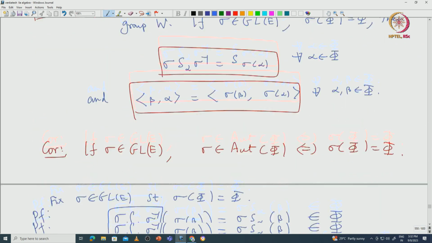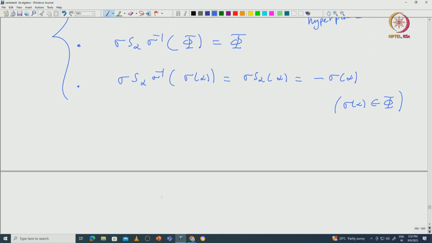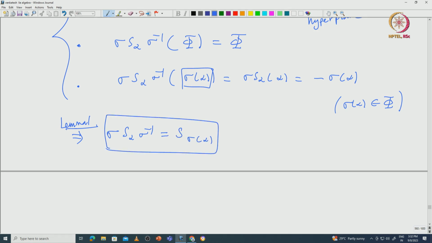In particular, we can conclude that sigma S alpha sigma inverse must be a reflection with respect to the vector sigma alpha. So, using lemma 1, we conclude that sigma S alpha sigma inverse is nothing but S of sigma of alpha. So, that is what we got.